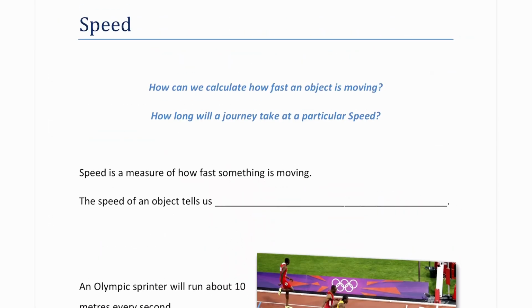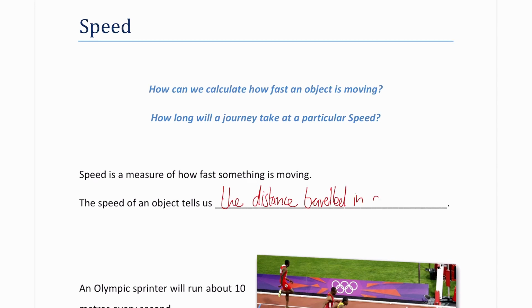So looking at our notes, speed is a measure of how fast something's moving. The speed of an object tells us the distance travelled in a certain amount of time. Notice I said there in a unit of time. That could be an hour, it could be a minute, it could be a second. And most of the time in physics we're going to use the distance travelled in 1 second.